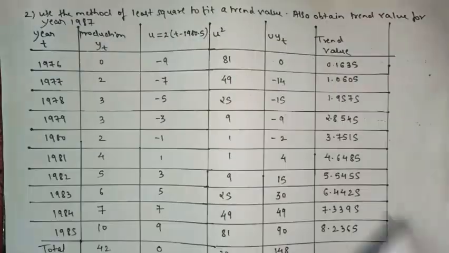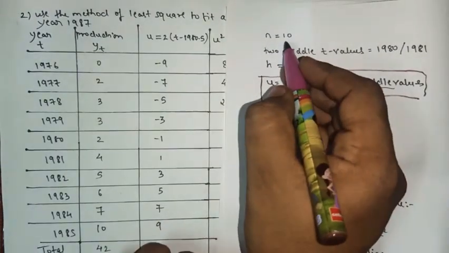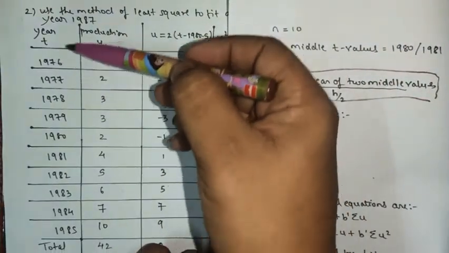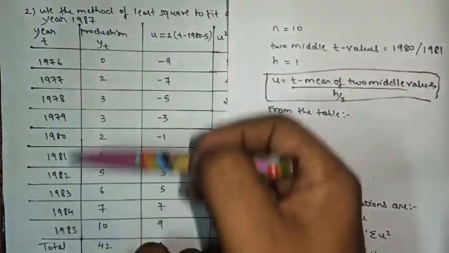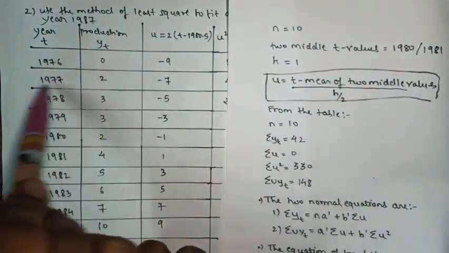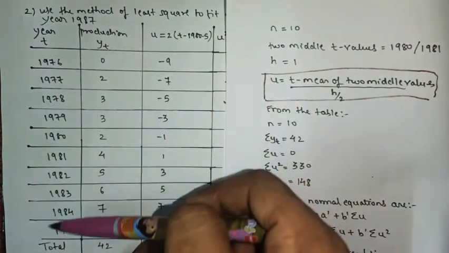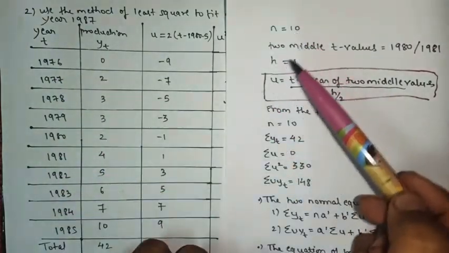Now listen here, what do you mean by this? First you will write the value of n. When you see the number of observations here, how many rows are there, that means how many years are there: 1 2 3 4 5 6 7 8 9 10. So there are 10 rows. So n means the number of observations, n equals 10.